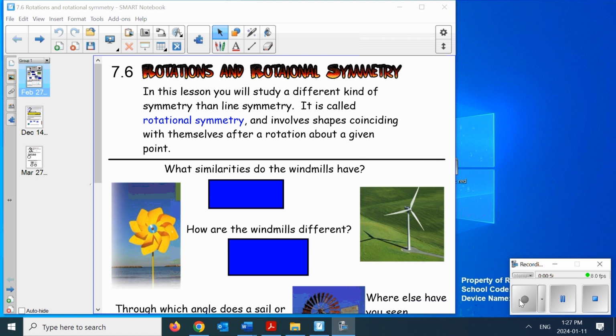Rotational symmetry involves shapes coinciding with themselves after a rotation about a given point. We usually think of it as the center, but it doesn't necessarily. We're talking about these windmills. If I took this windmill here and I took a picture a second later when this wheel had just turned that much, would you really be able to tell the difference? The picture would be identical, right?